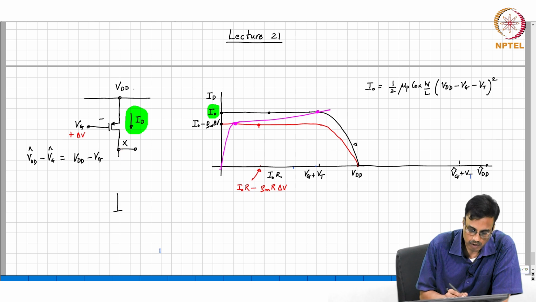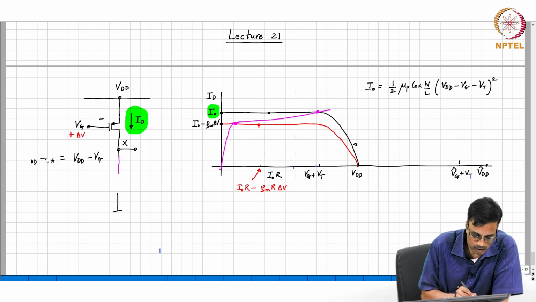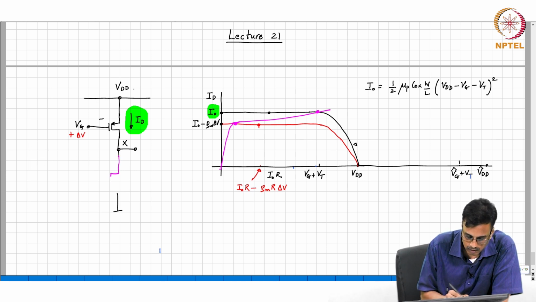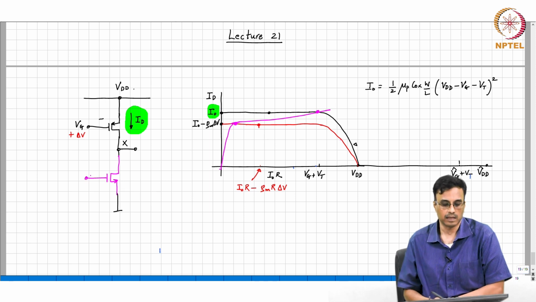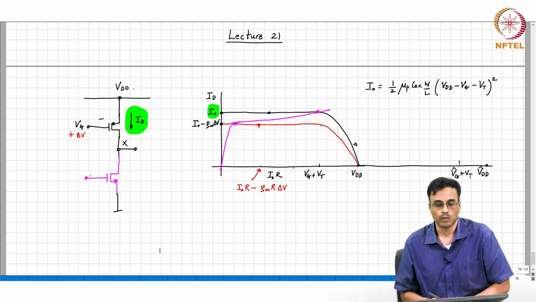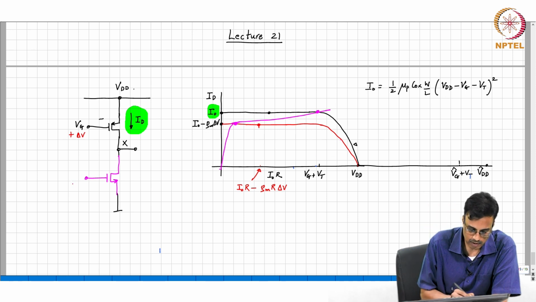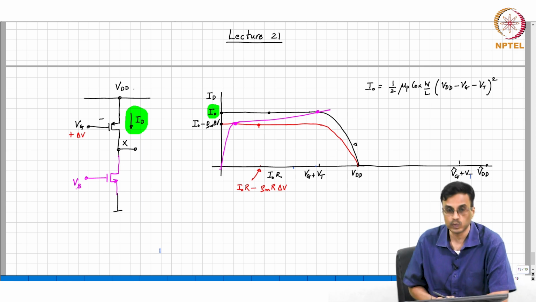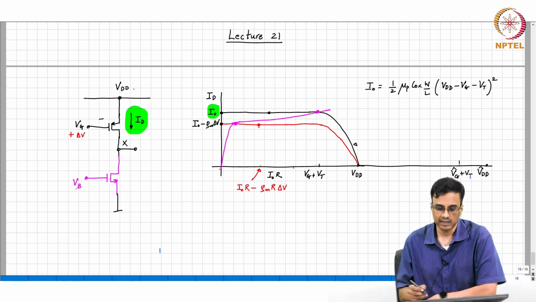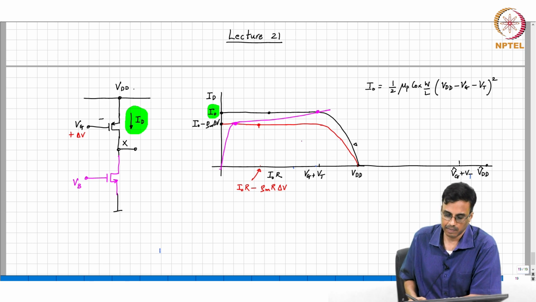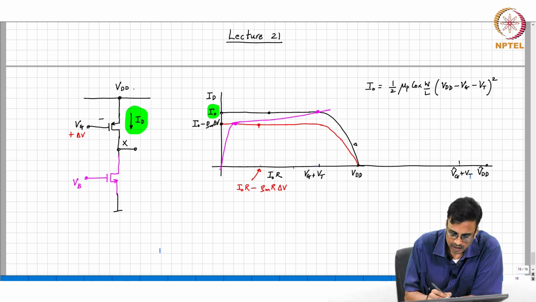So, you need to put the drain, and what should I connect to the gate? What constant voltage? How should I choose this constant voltage? Let me call this VB. How will I choose VB? Remember that this is a very exaggerated picture. In reality, the delta V will be very small.